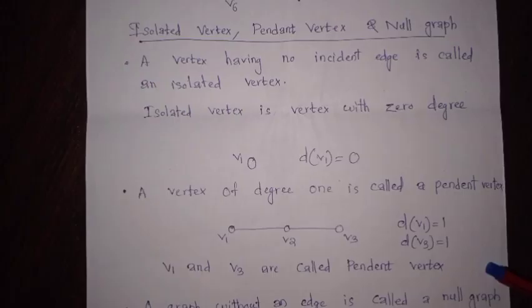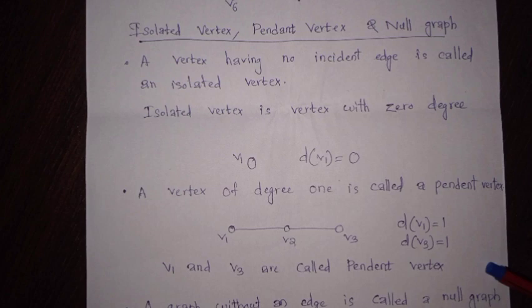Now we have to talk about what an isolated vertex, pendant vertex and null graph are. A vertex having no incident edge is called an isolated vertex. That is, an isolated vertex is a vertex with 0 degree. Here we can see the V1 vertex and it has 0 degree. It is called an isolated vertex.